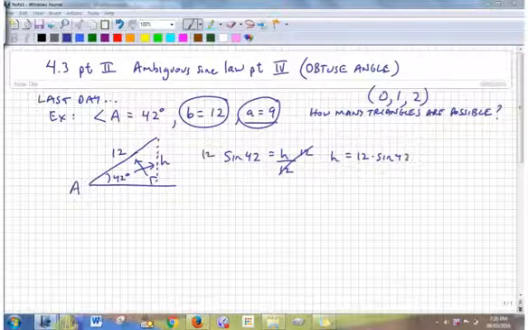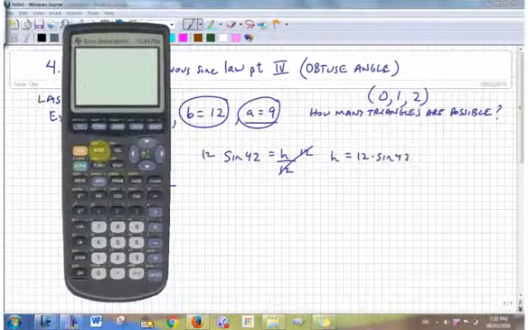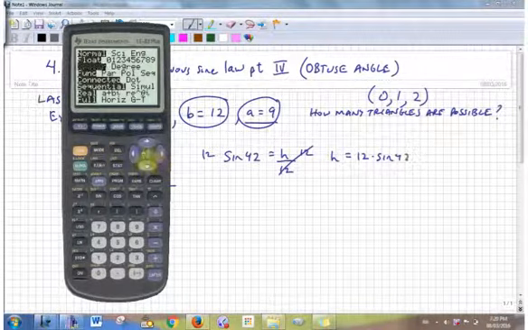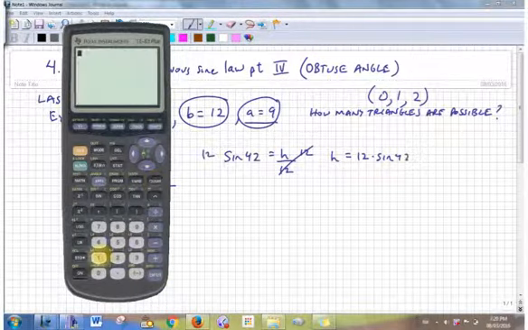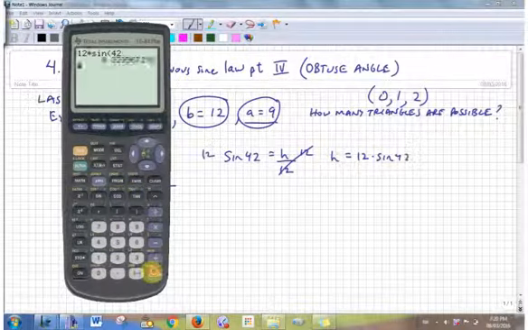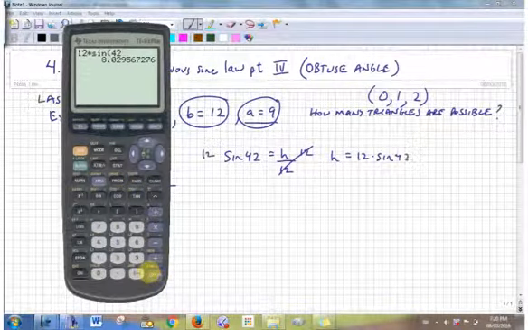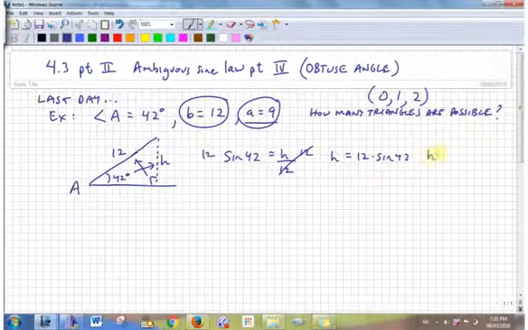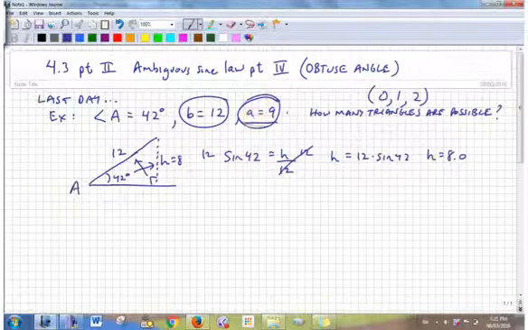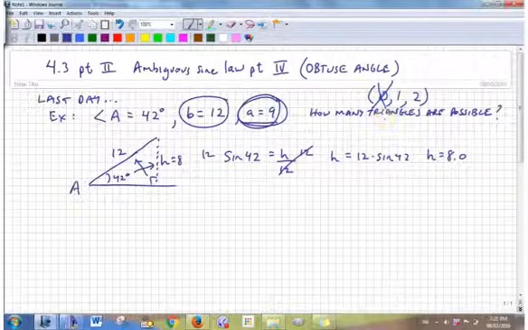And if I put that in my calculator, what's this in degrees? 12 times sine 42, and the height is just over 8. Let's go 8.0. Okay. This is at least 8. So I know I can make a triangle. The choice isn't going to be 0. Can I make just one triangle, or can I make 2?